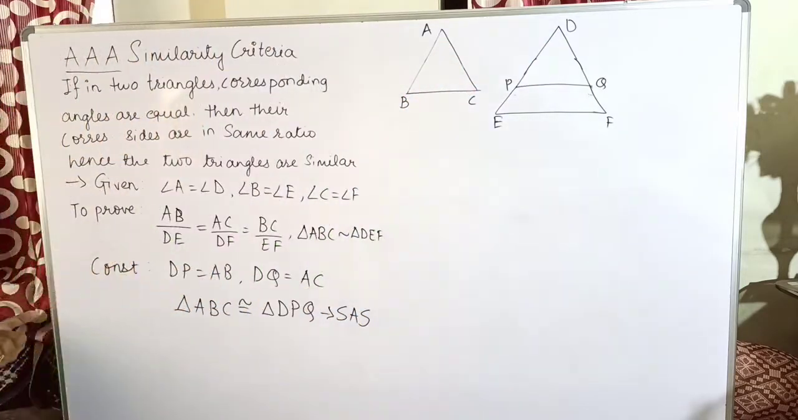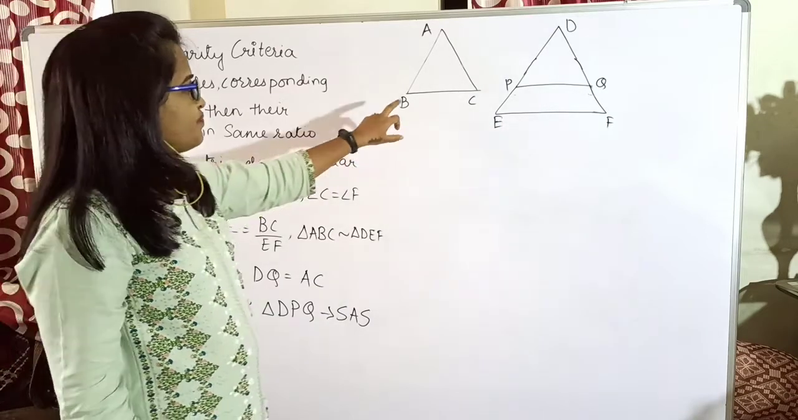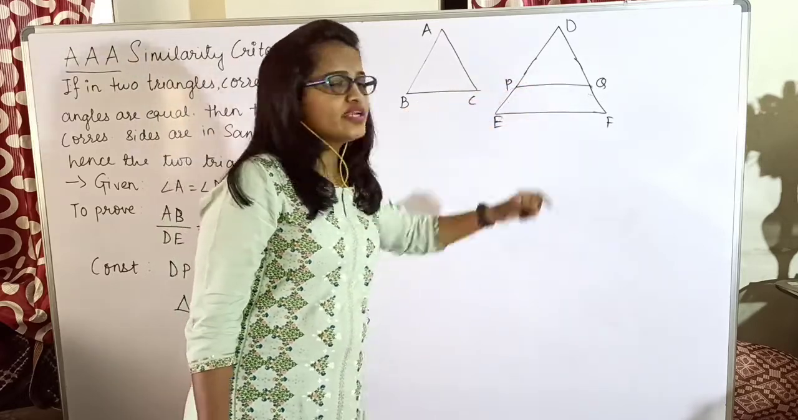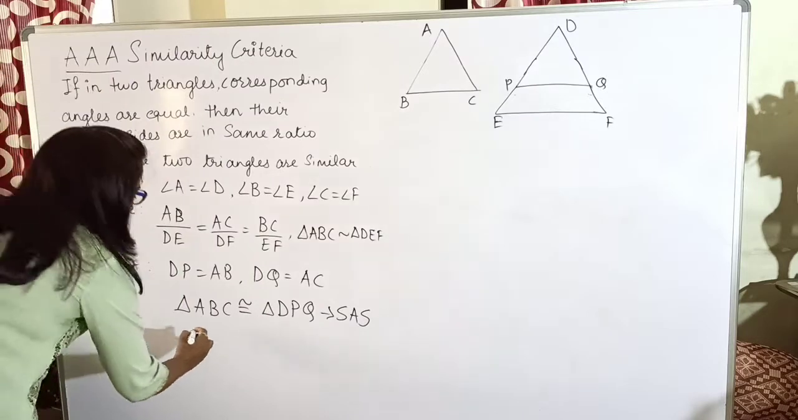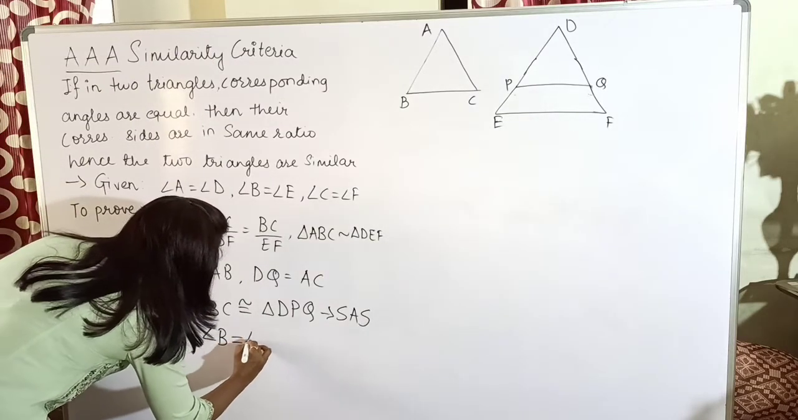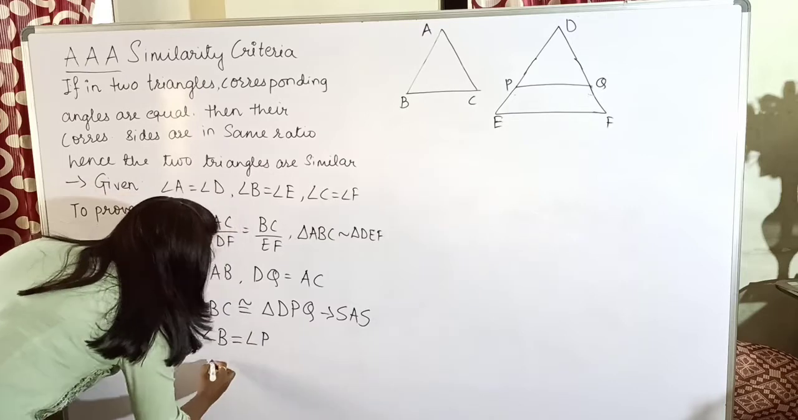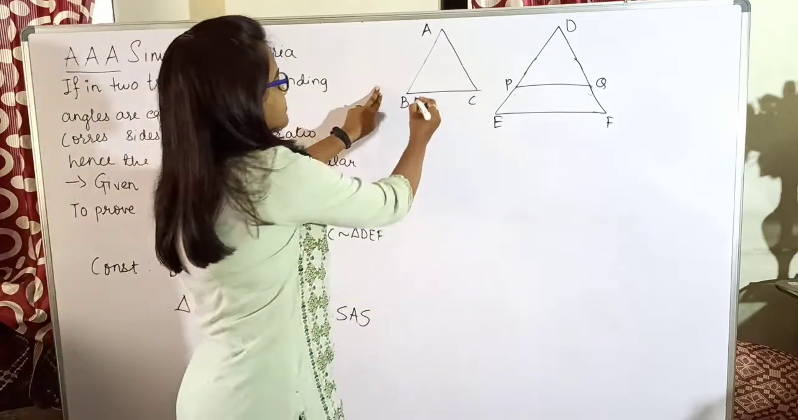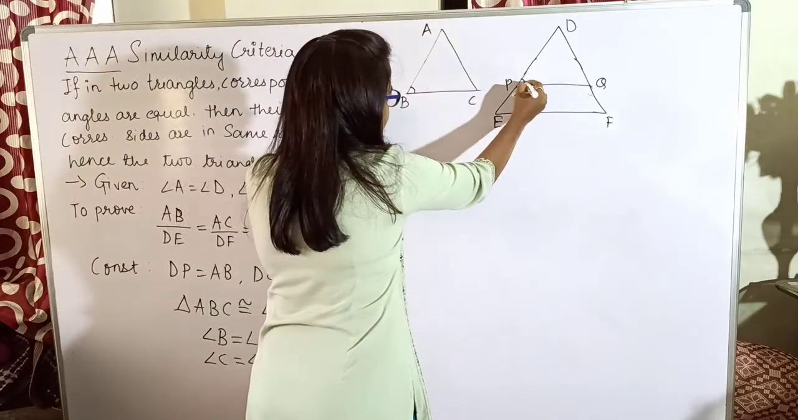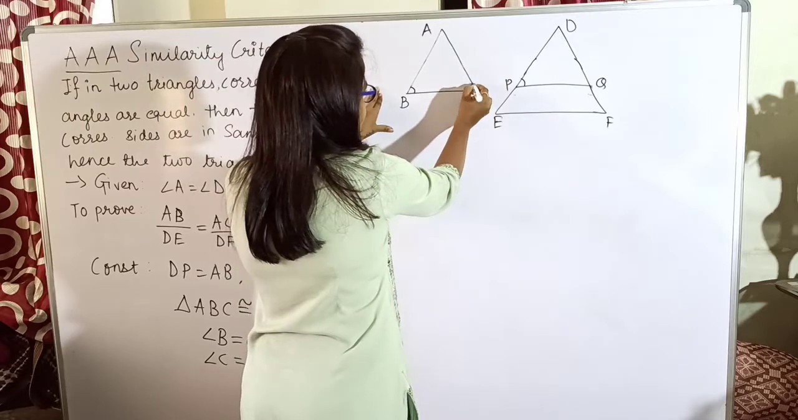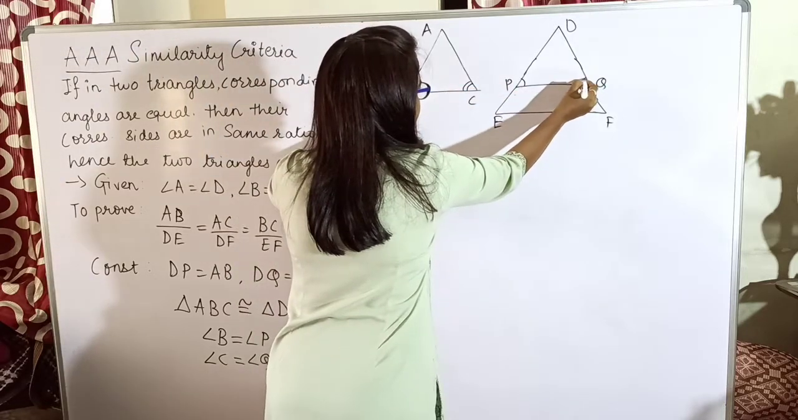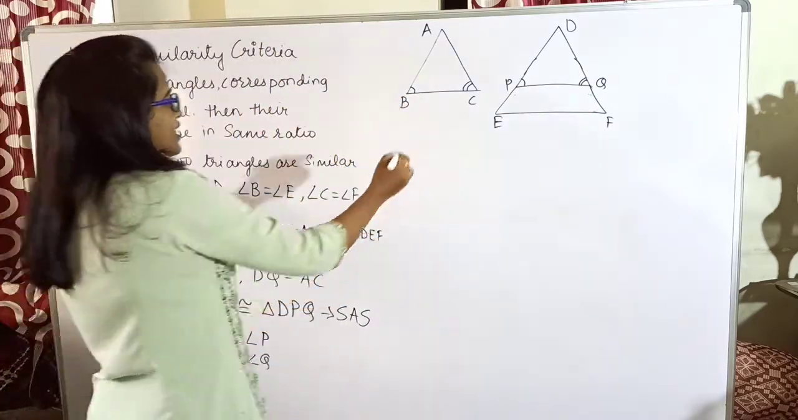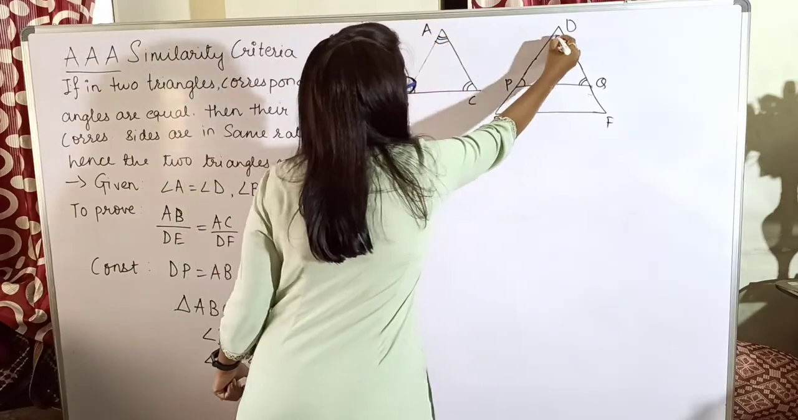Okay. So if the two triangles are congruent, which means angle B will be equal to angle P and angle C will be equal to angle Q. Why? By CPCT. Yes. So angle B equal to angle P and angle C equal to angle Q. Okay, I will show it in the figure. So angle B equal to angle P, angle C equal to angle Q, by CPCT. But what is given? Angle A is equal to angle D.